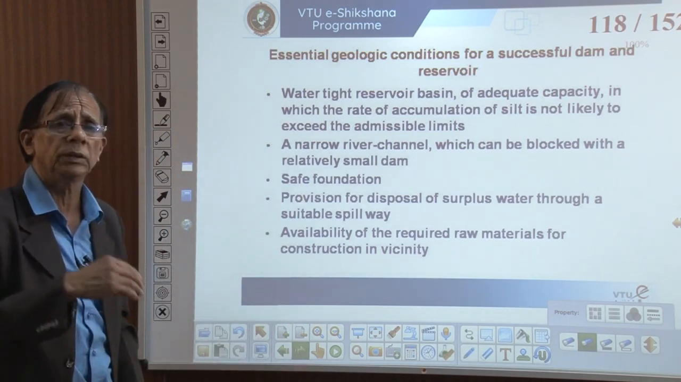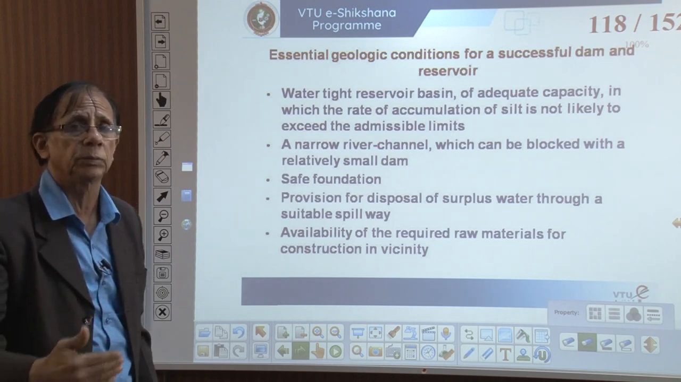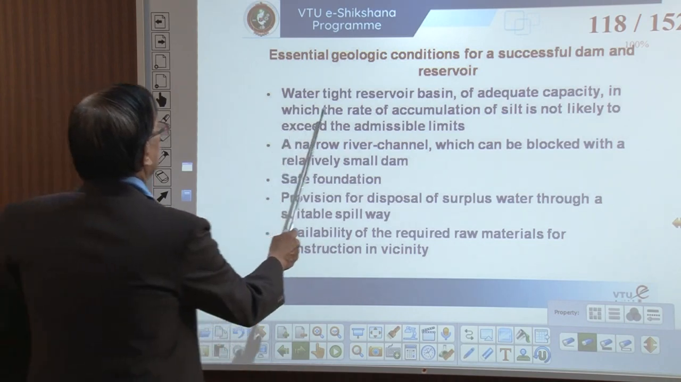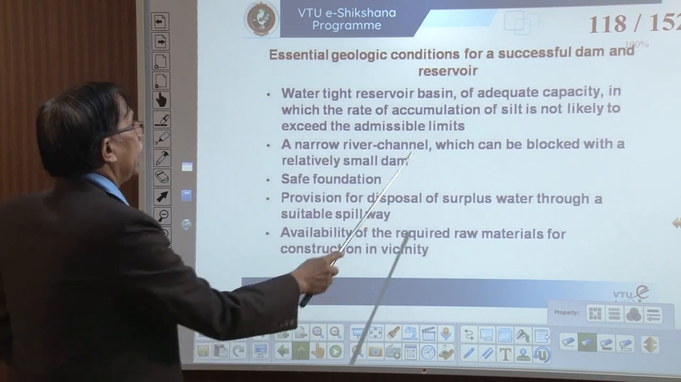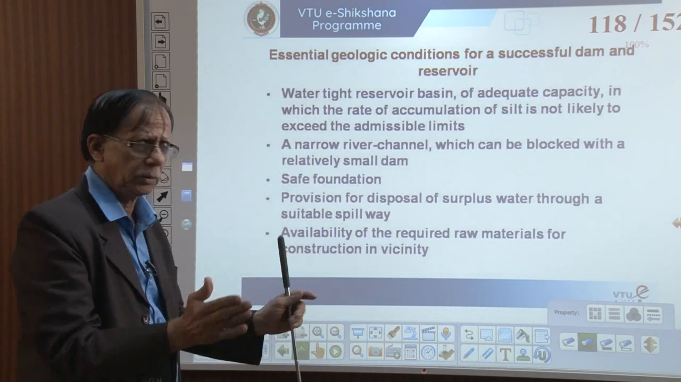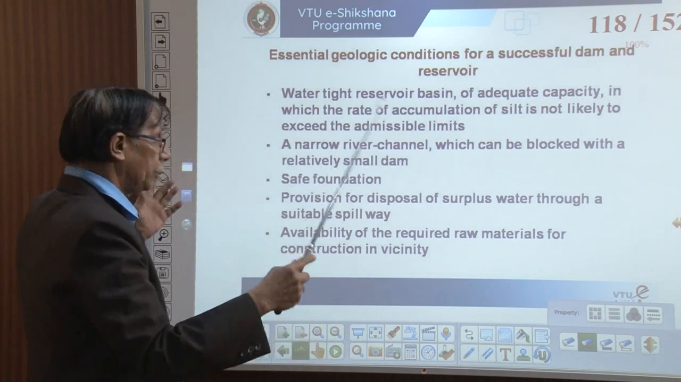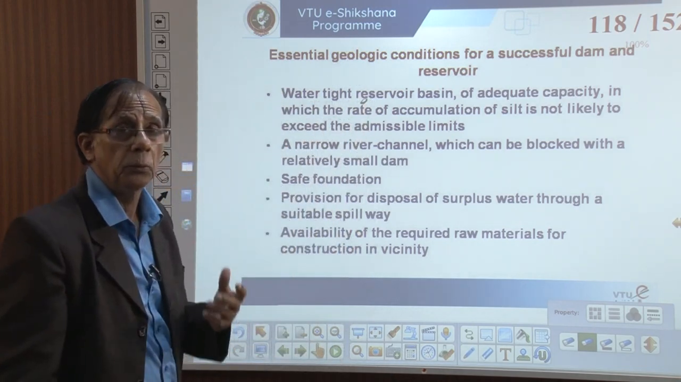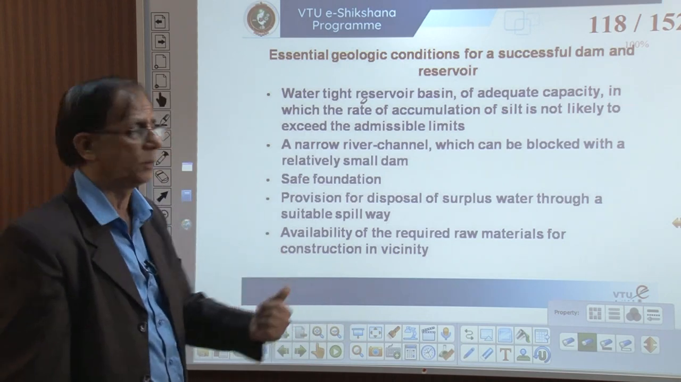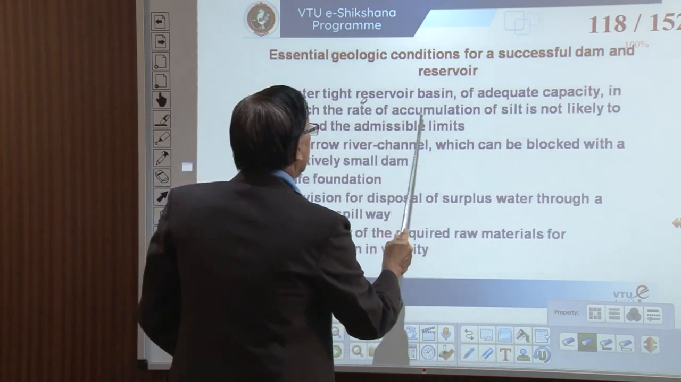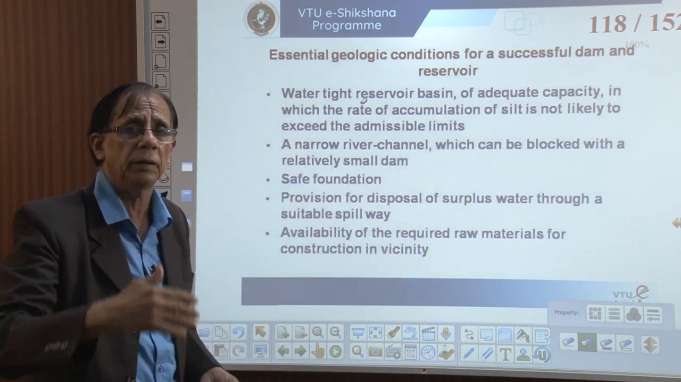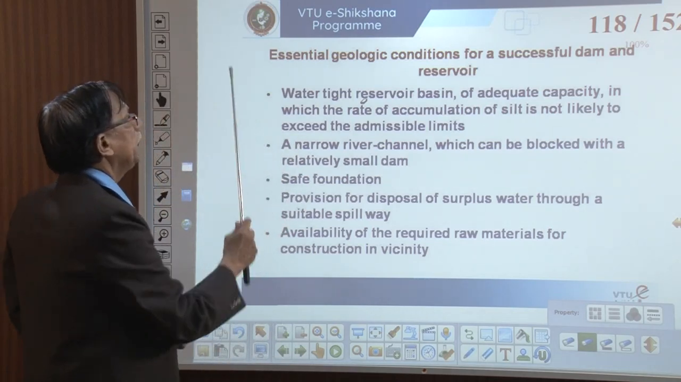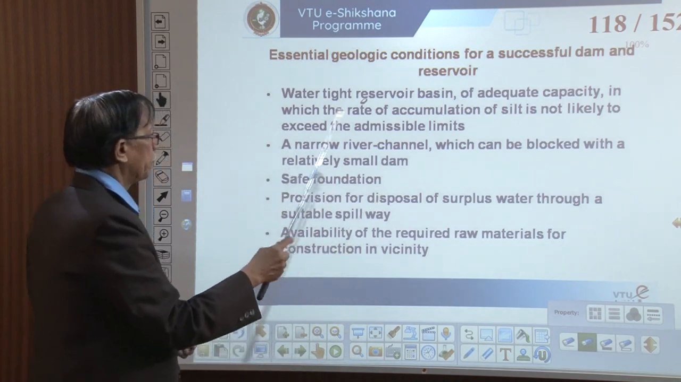What are the essential geological conditions we expect for a successful dam and reservoir project? The site should be a watertight reservoir basin of adequate capacity. Just a small quantity of water, if you store, is not enough. It should be watertight such that the stored water does not escape, plus the rate of accumulation of silt is not very high, it is controllable below the expected level. That should be an ideal site that we have to search for.